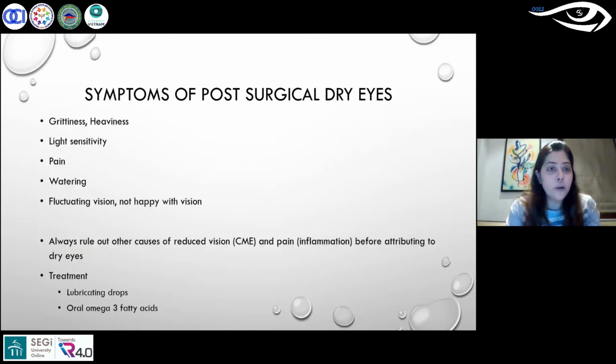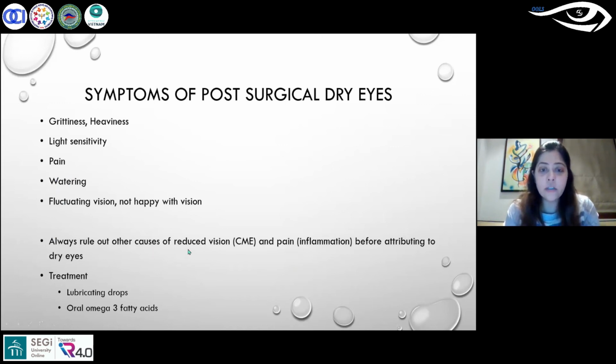What are the symptoms? As I have already mentioned, routine symptoms, what we experience in any patient with dry eyes, even if they've not been operated: grittiness, heaviness, sensitivity to light, pain, watering, fluctuating vision, not happy with vision. The patient comes back and tells you, I'm not happy with my vision, even post-surgery. Put them on a lubricant.